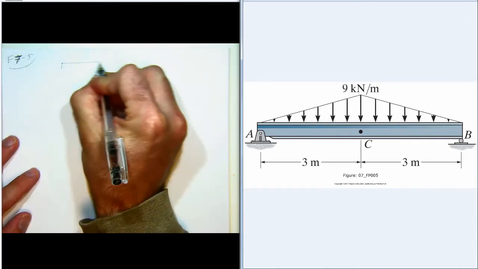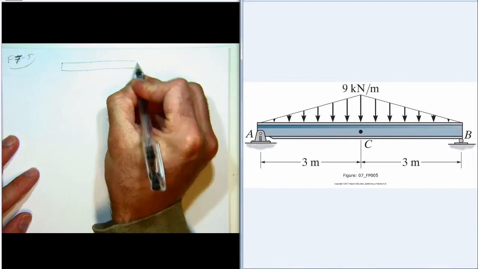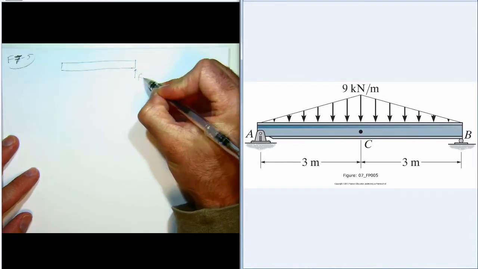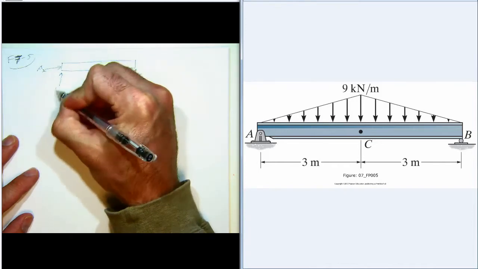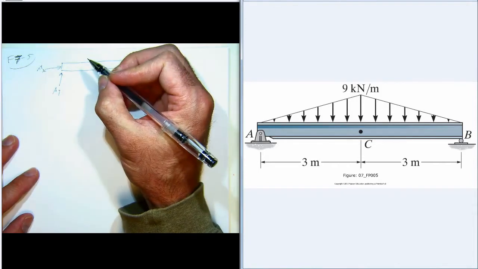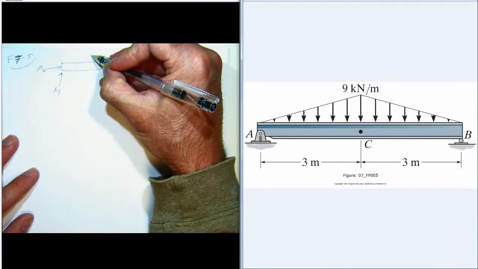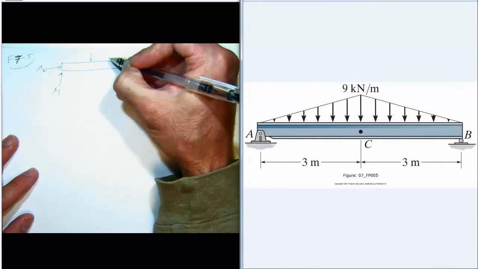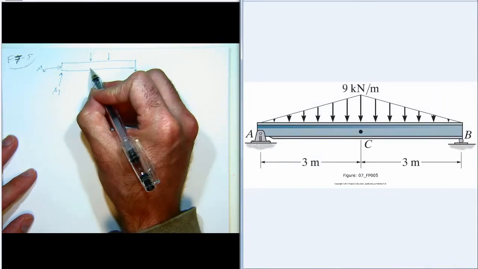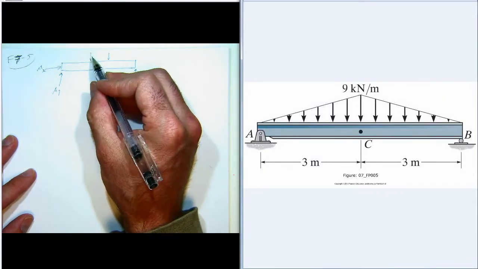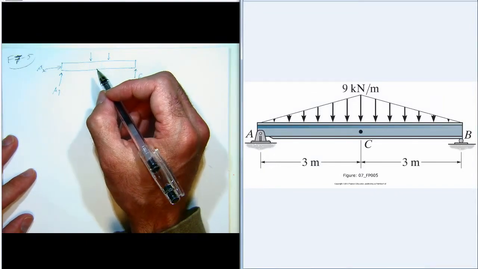So the free body diagram of the entire beam. We have a force at B, two reactions at A, and then the distributed load, I'll treat it as two separate forces. They both have magnitude 1/2 of 3 times 9, so that's 13.5.